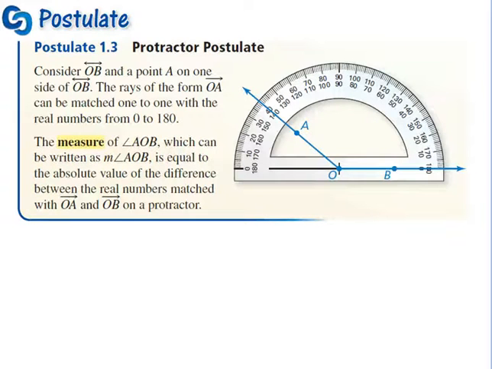All right, this next thing we have is what's called the protractor postulate. Basically, someone came up with a way to measure these different angles. And so what they did is they decided to use the numbers 0 to 180 to measure these angles. The important part that you need to know here is that this little m stands for measure. So I'm talking about the amount of degrees in an angle. So when you see that little m, that means measure of angle AOB.